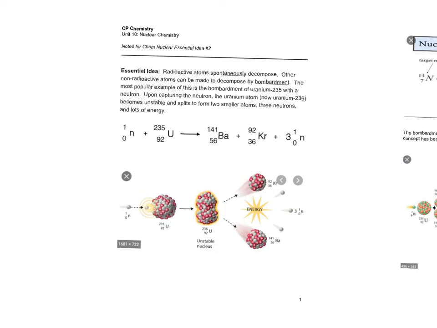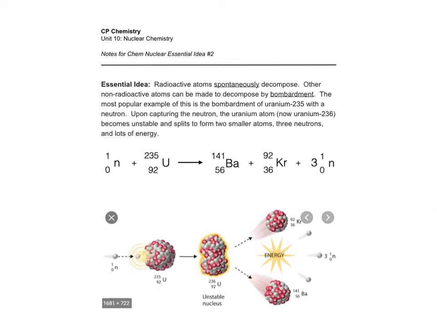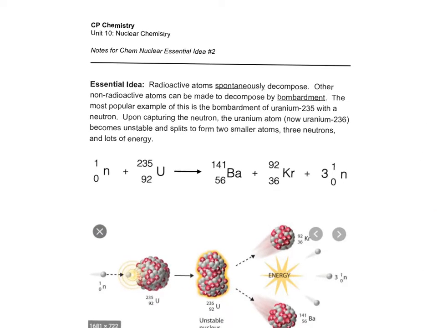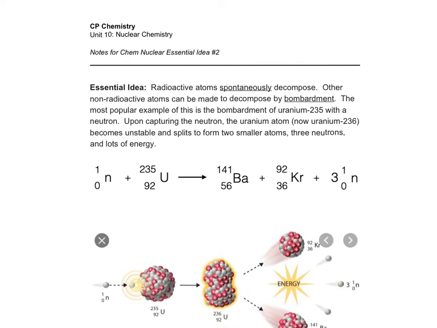This video covers essential idea number 2 in our nuclear chemistry unit. Radioactive atoms, by definition, spontaneously decompose. But other non-radioactive atoms can be made to decompose if we bombard them with a particle. The most popular example of this is the bombardment of uranium-235 with a neutron.